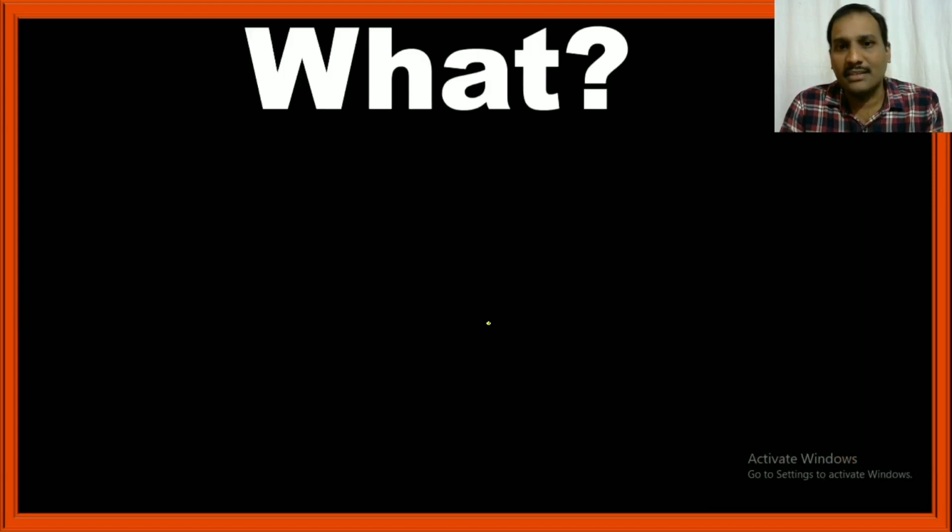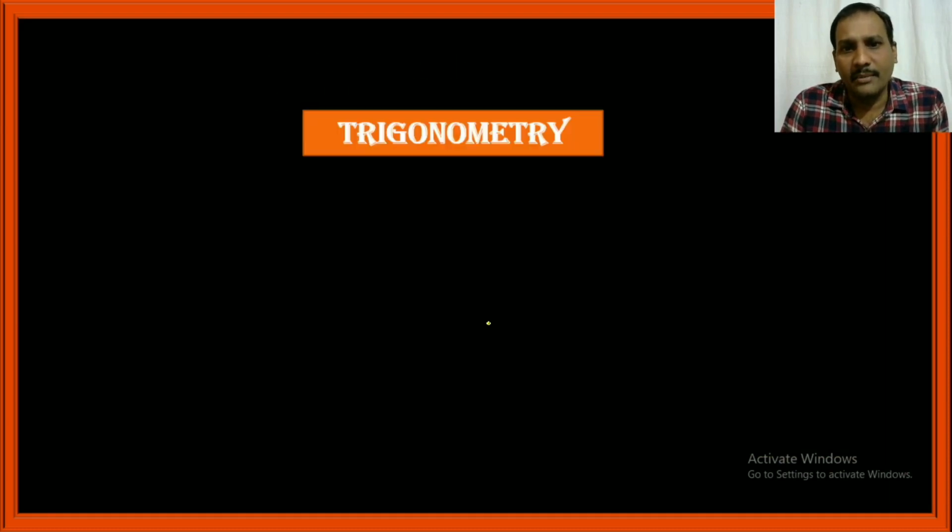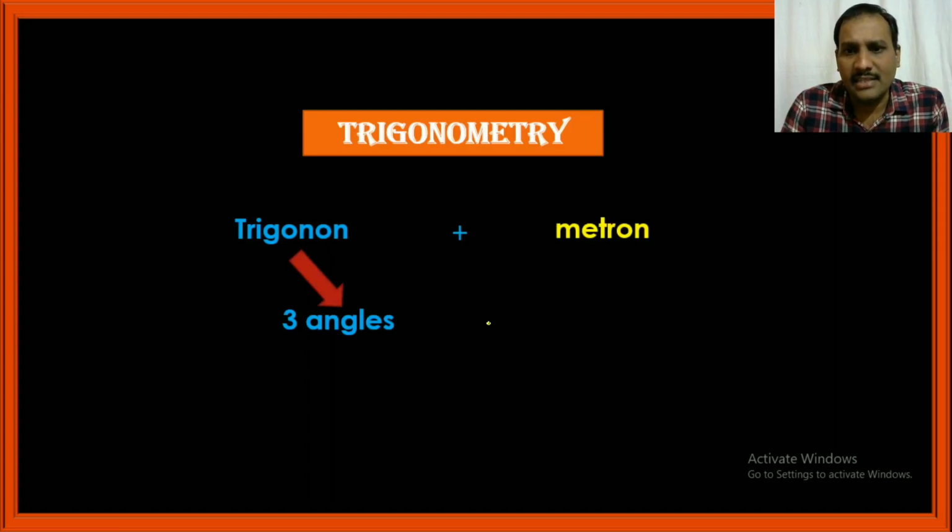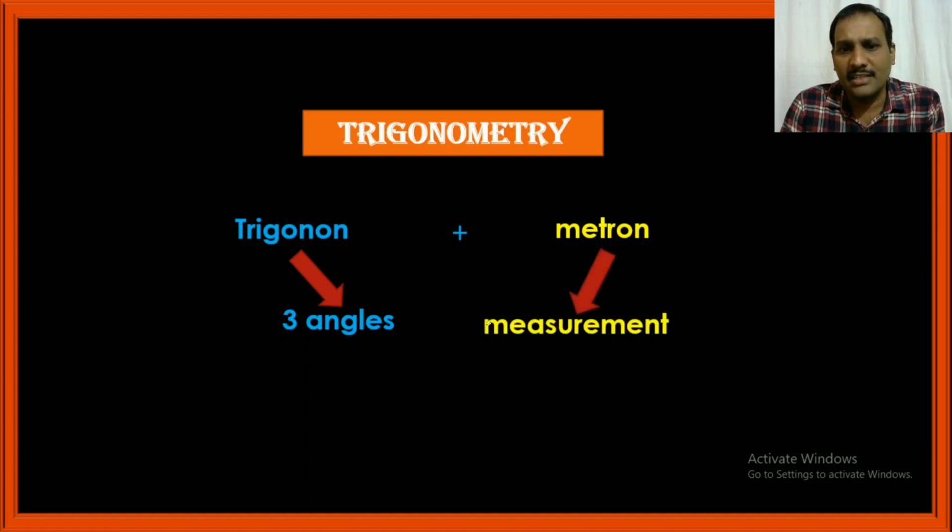And what is trigonometry? Trigonometry is derived from two Greek words, trigonon and metron. Trigonon means three angles and metron means measurement. Trigonometry means measurement of three angles. That means it is the study of triangles.